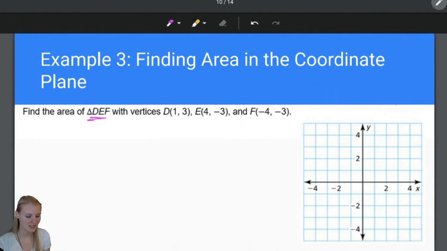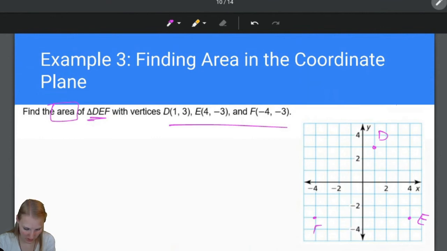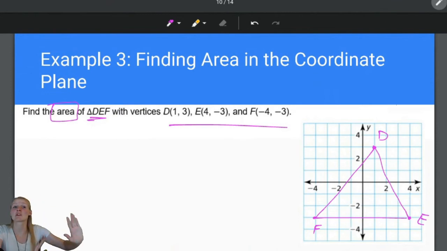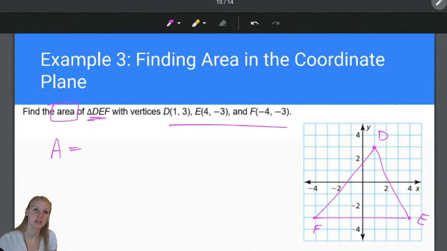So, find the area of triangle DEF with these vertices. So, of course, we're going to draw a picture. D is at 1, 3. E is at 4, -3. And F is at -4, -3. And we'll connect all of those dots. Okay, beautiful. So remember, we're trying to find the area of this triangle. I don't need to figure out what all the sides are. The area of a triangle is equal to 1/2 times the base of the triangle times the height of the triangle. So I just need to figure out what the base and the height are.